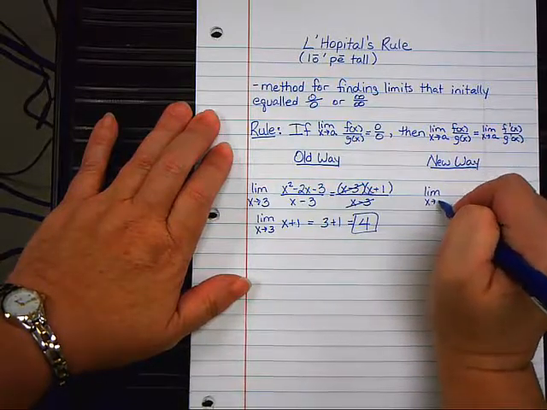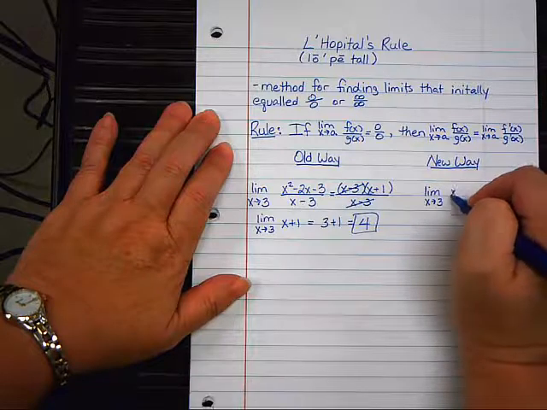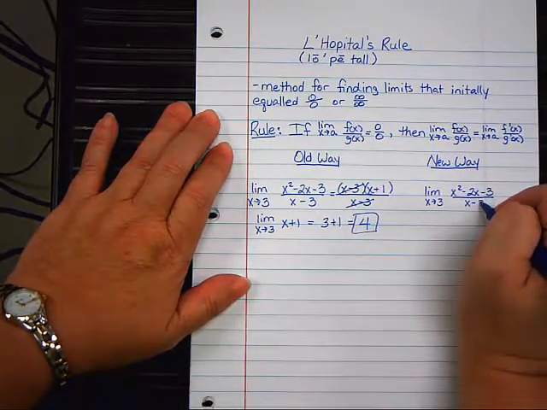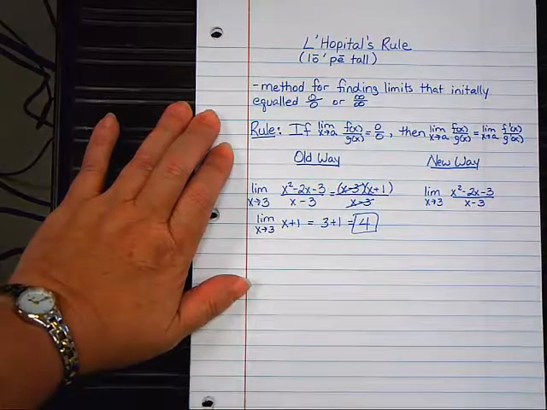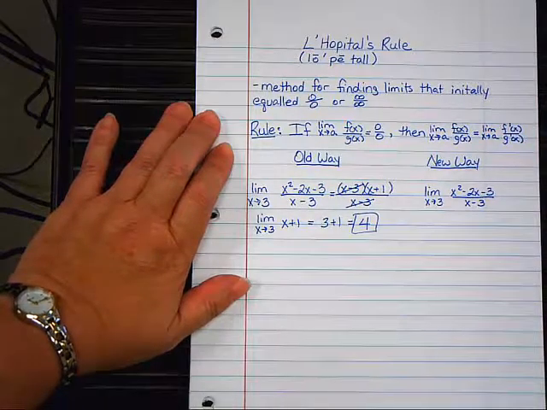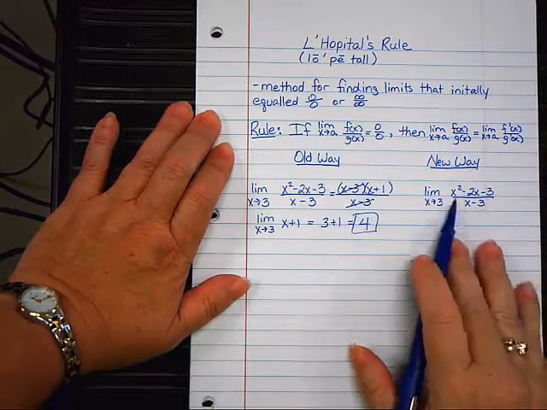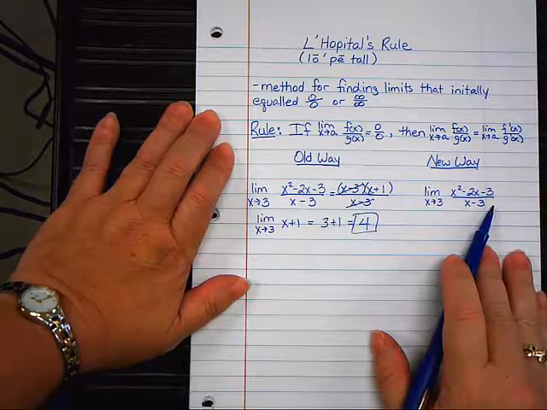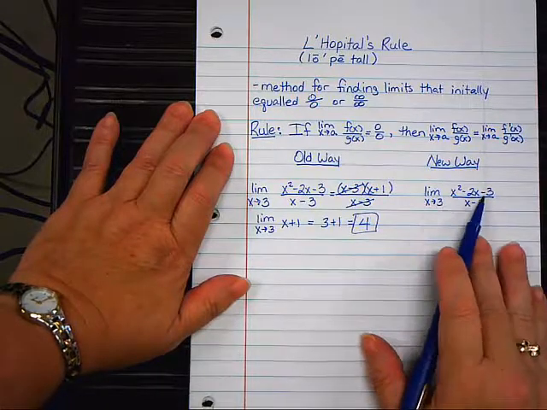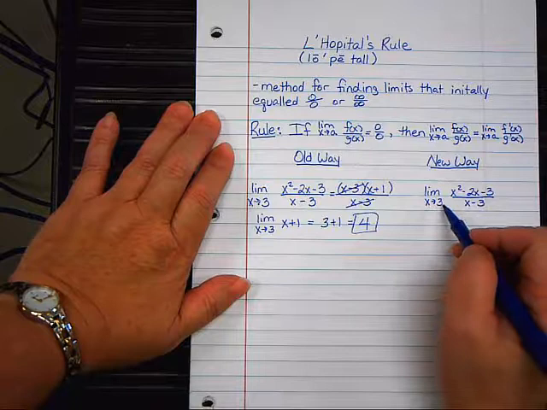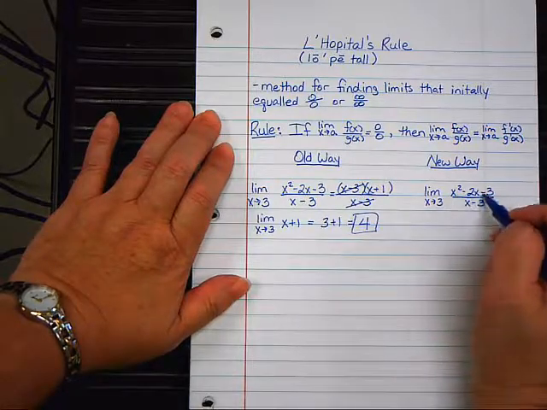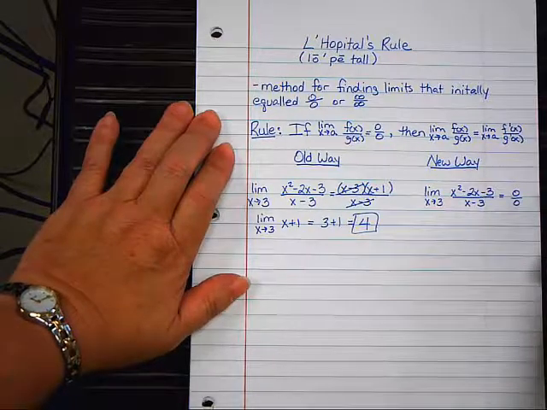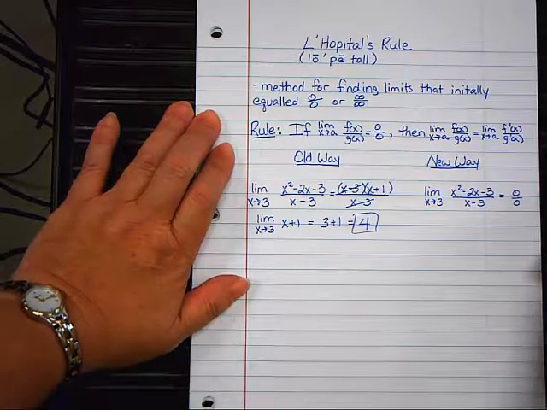Let's take the initial problem, x approaches 3, x squared minus 2x minus 3 over x minus 3. Let me caution you, however, as you do this problem, if you do not check and make sure that you are truly dealing with a 0 over 0 scenario, you can do L'Hôpital's, but you will get the wrong answer. It has to be 0 over 0 to begin with. So we substituted in, and you will see that this is 0 over 0. So now 0 over 0 means instead of keep going, it means use L'Hôpital's rule.